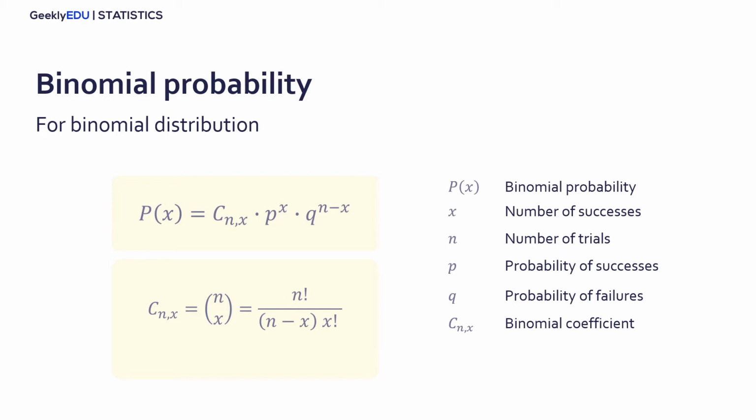The exclamation point means factorial, that is the product of all positive integers less than or equal to the given number x or n. I would recommend you to take a screenshot of these equations before getting to an example of the binomial distribution.